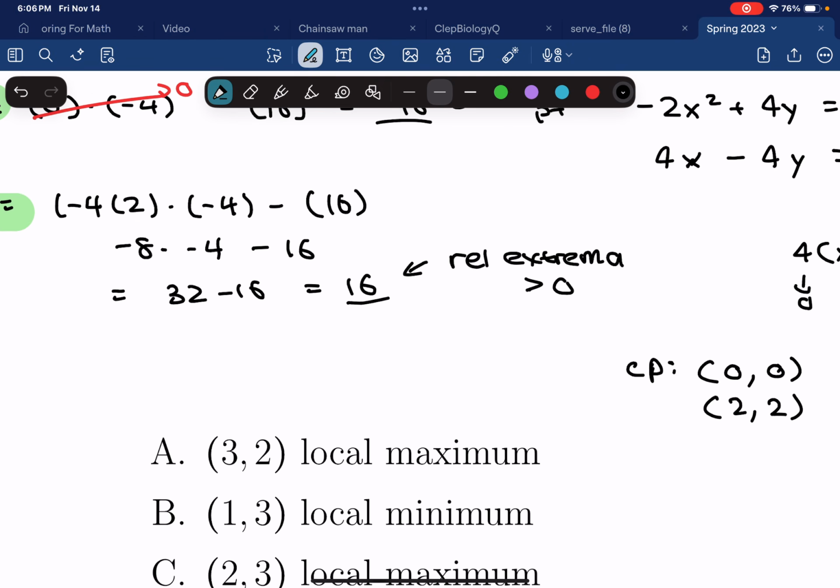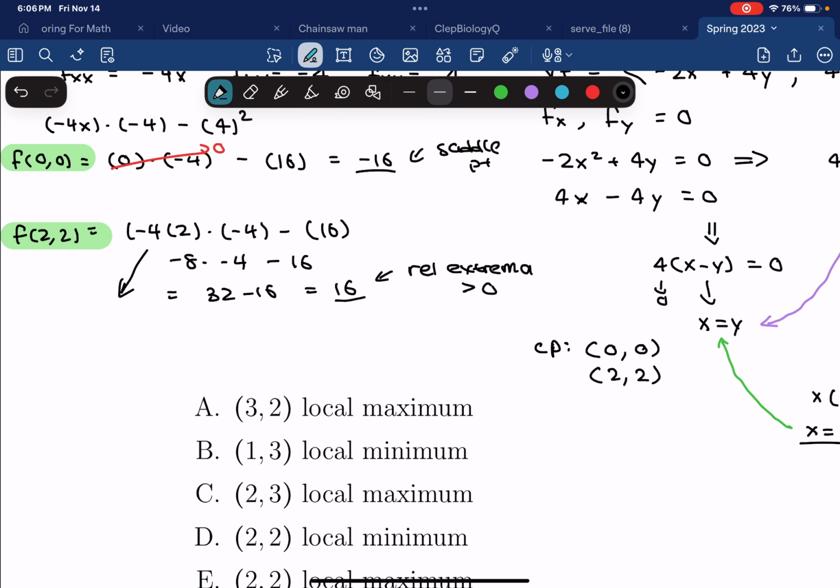The double partial, which is this here, is equal to negative 8, which in this case is less than 0, which makes this a relative max.